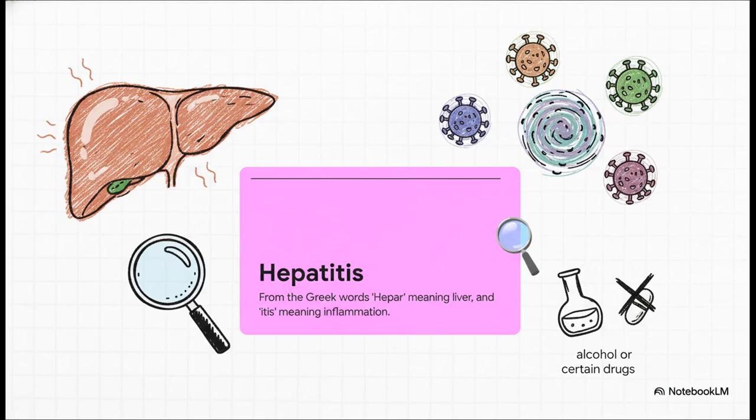The name itself is a total giveaway. Hepar is just Greek for liver, and itis always means inflammation. So hepatitis literally is an inflamed liver. And yeah, sure, things like alcohol or certain drugs can cause it, but today we're focusing on the 5 main viral culprits that love to attack this vital organ.